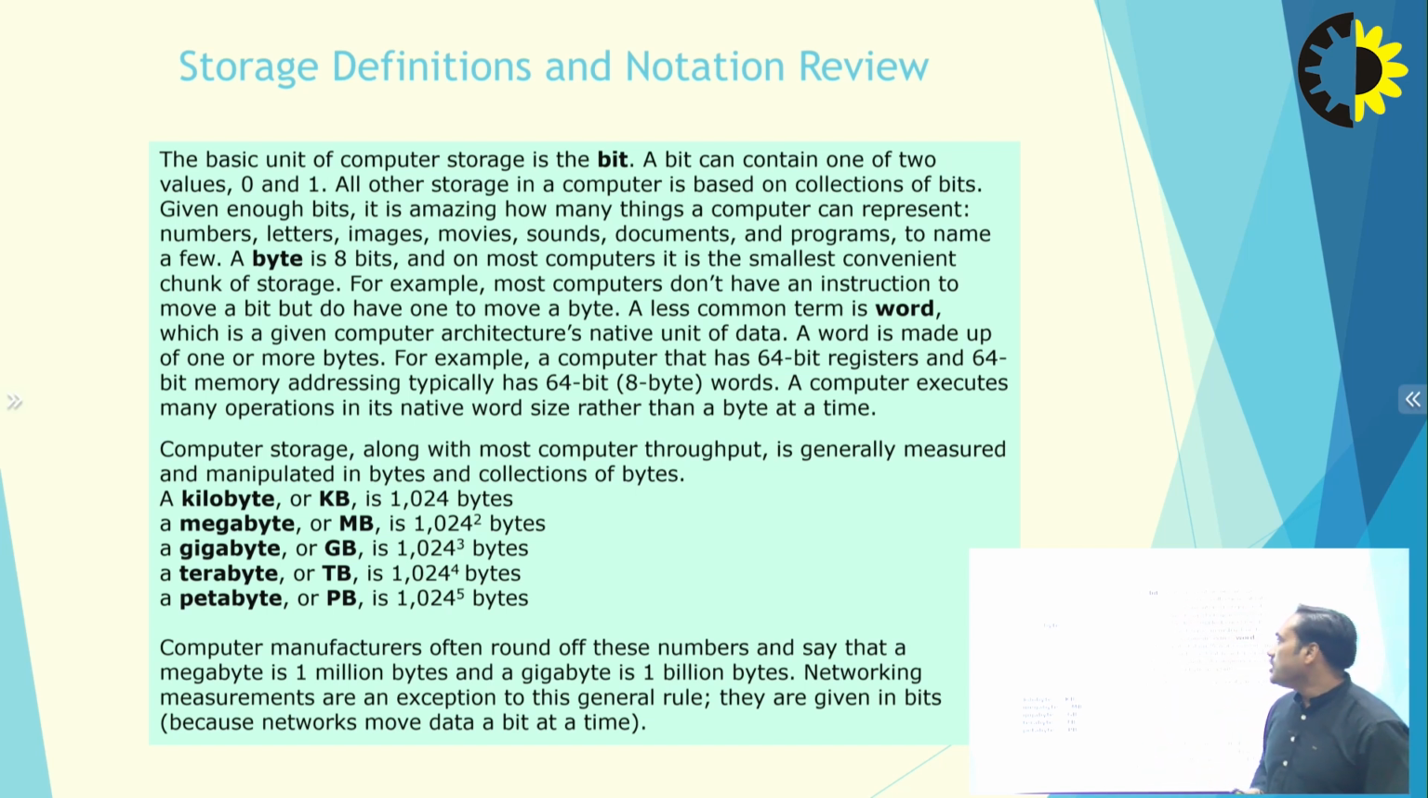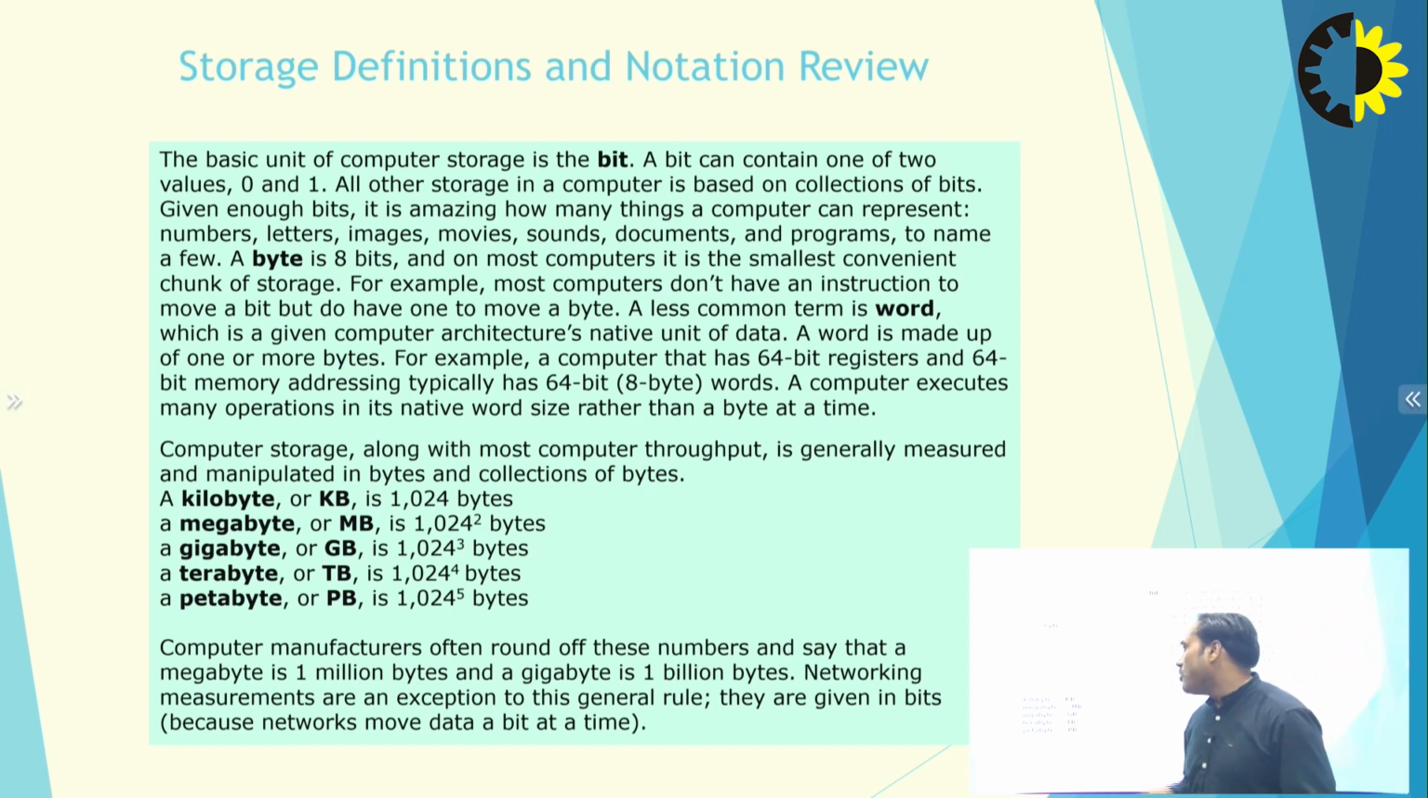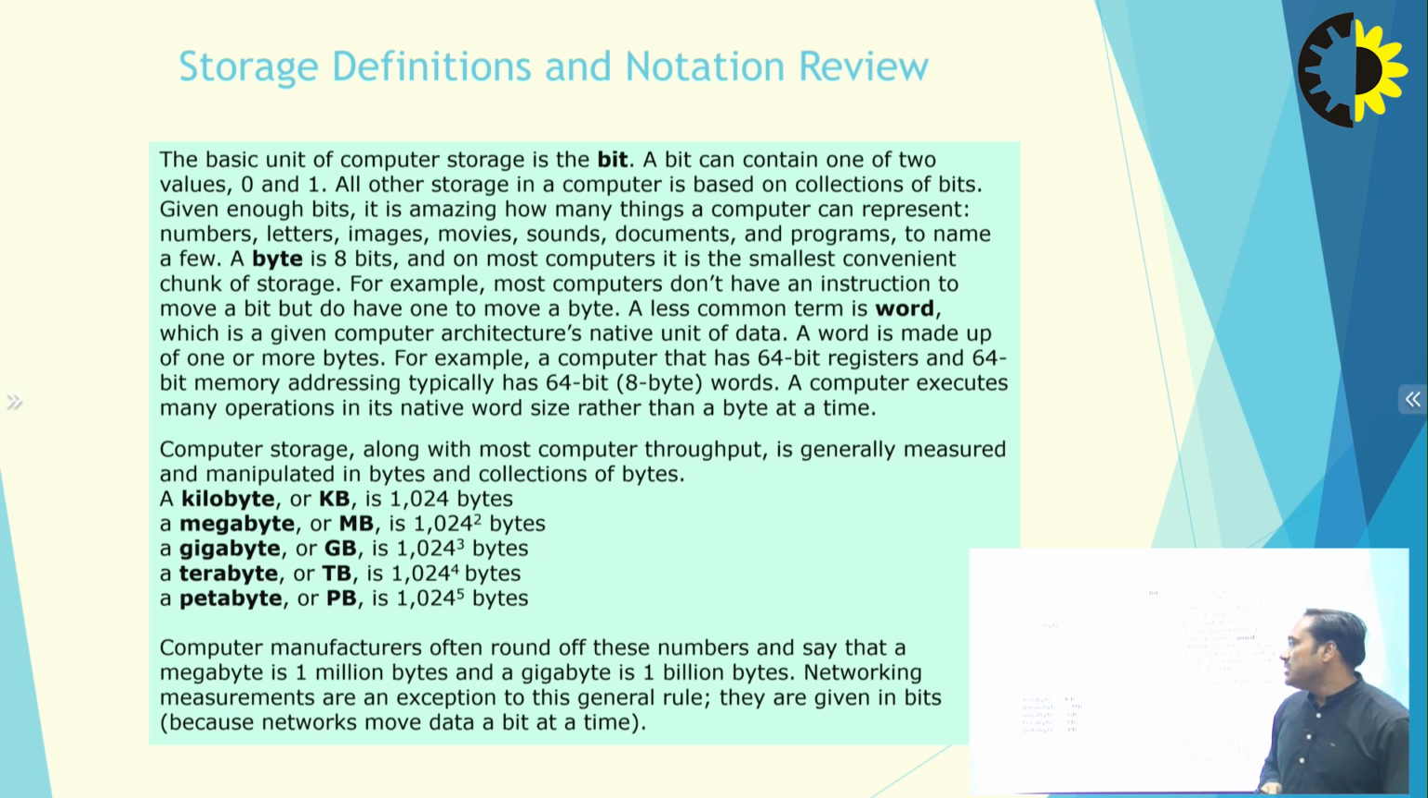Here is the storage definition, where storage is divided in the form of, what is 1 kilobyte? 1 kilobyte can be written as KB, and it equals 1024 bytes. And what about the megabyte? Megabyte is written in short form as MB, and it is 1024 into 1024, or you can say 1024 squared bytes. Similarly gigabyte, written as GB, is 1024 power 3 bytes. Terabyte is similarly 1024 power 4 bytes, and petabyte, a bigger size, is 1024 power 5 bytes.